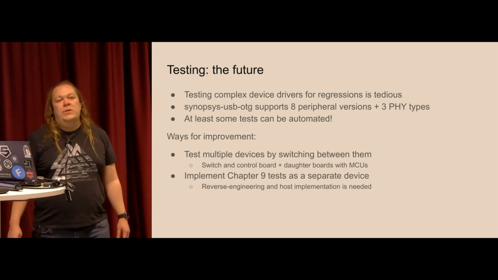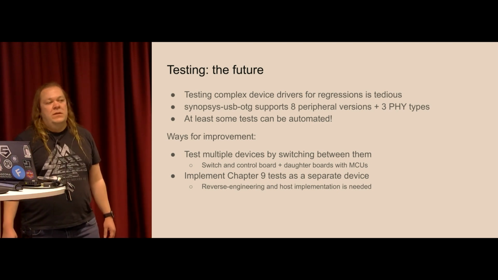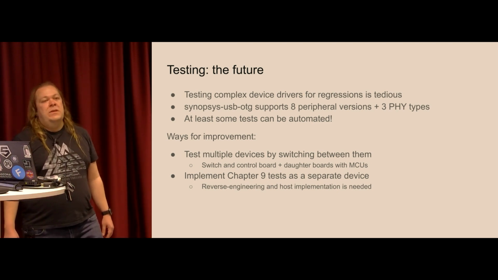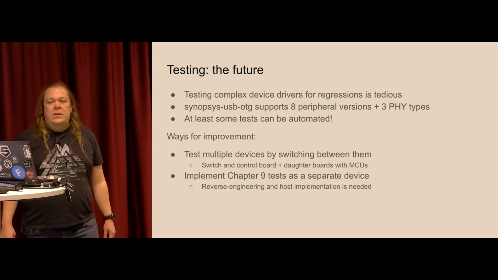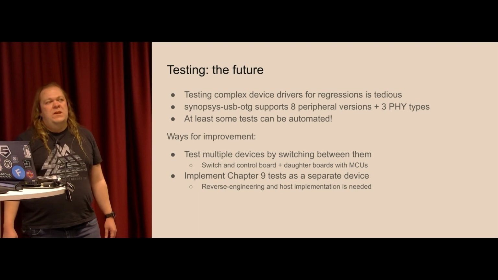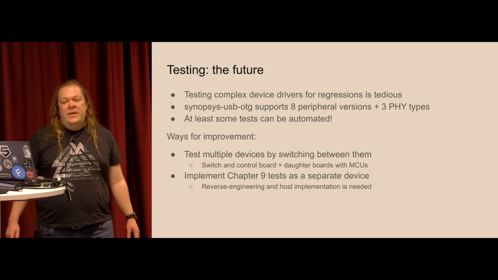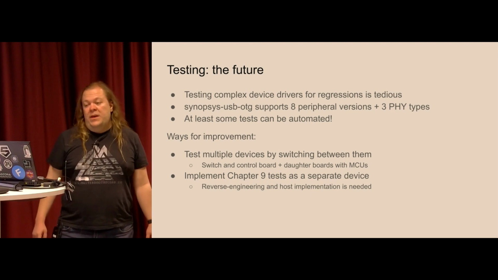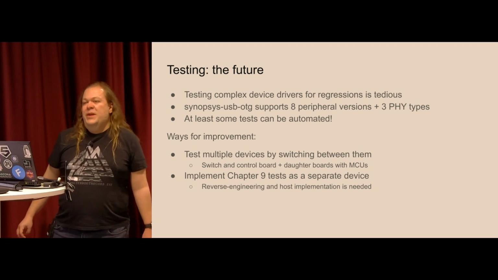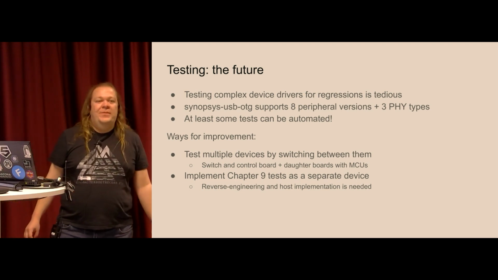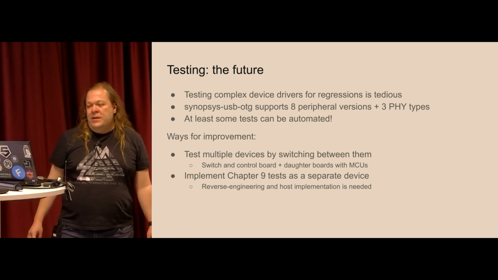So for example, USB device test class is a completely automated test. If something fails, it just returns an error code, and that's it. Then serial benchmark can be automated too. I'm not sure if it fails if something goes wrong, but it should be really easy to make it fail. And then we have these chapter 9 tests, which are just bad because it's a Windows program. You cannot run it on Linux and so on.